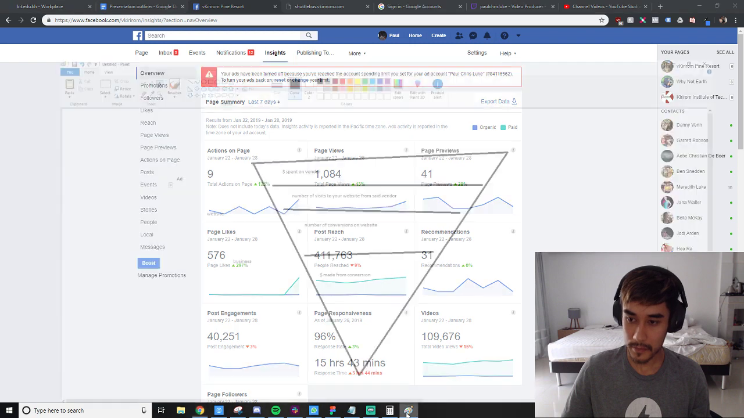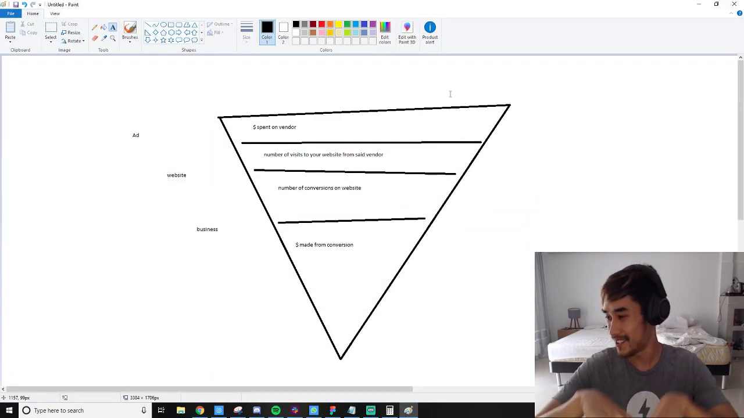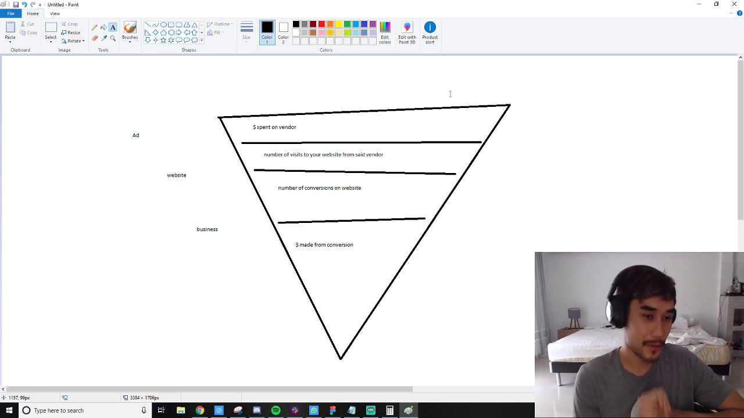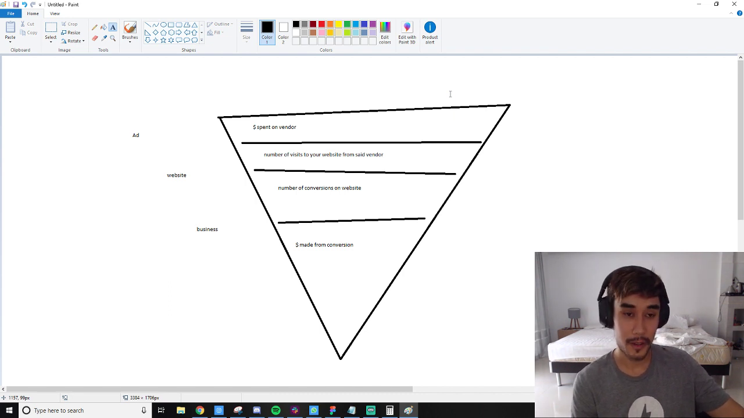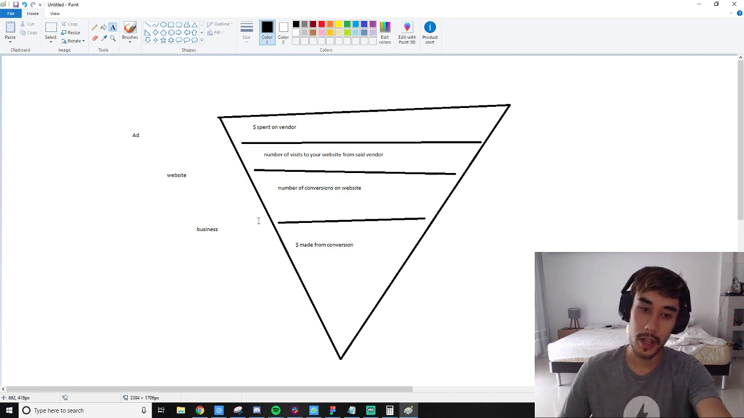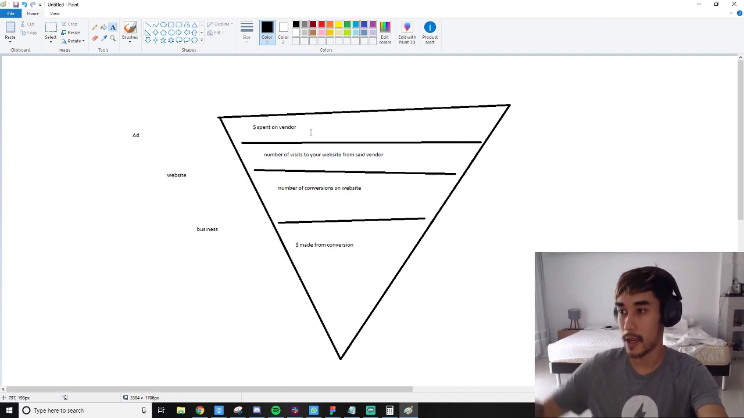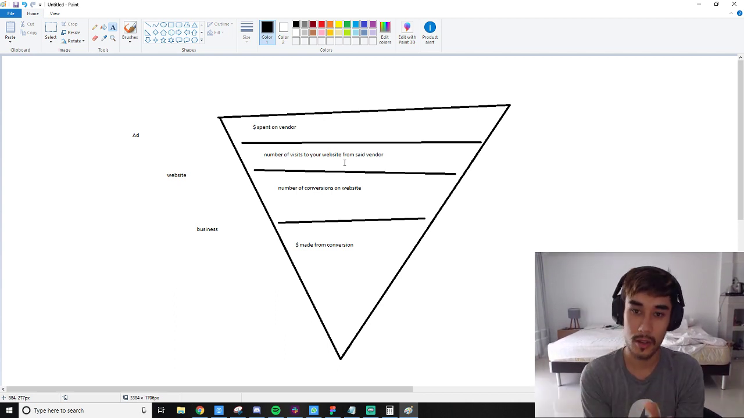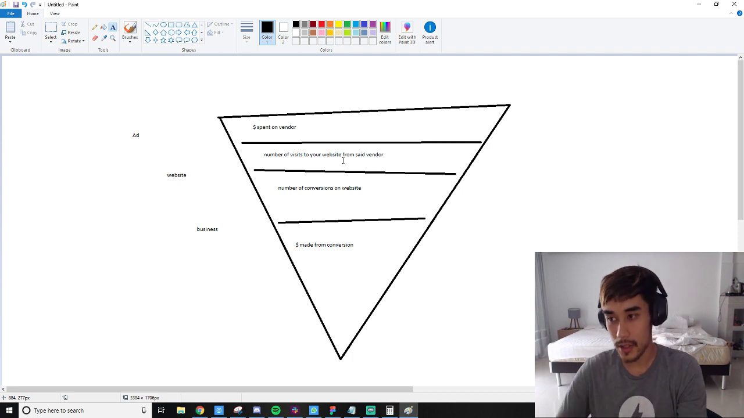Because your funnel, this is my drawing that I did while no one was listening before, when it comes to marketing online, should really be simple. You should simplify your flow into four areas. You've got how much you spent by vendor, and you want to get as granular as you can, by ad. You've got the number of visits to your website from that vendor. So I spent $5,000 and I got 1,000 visits to my website.